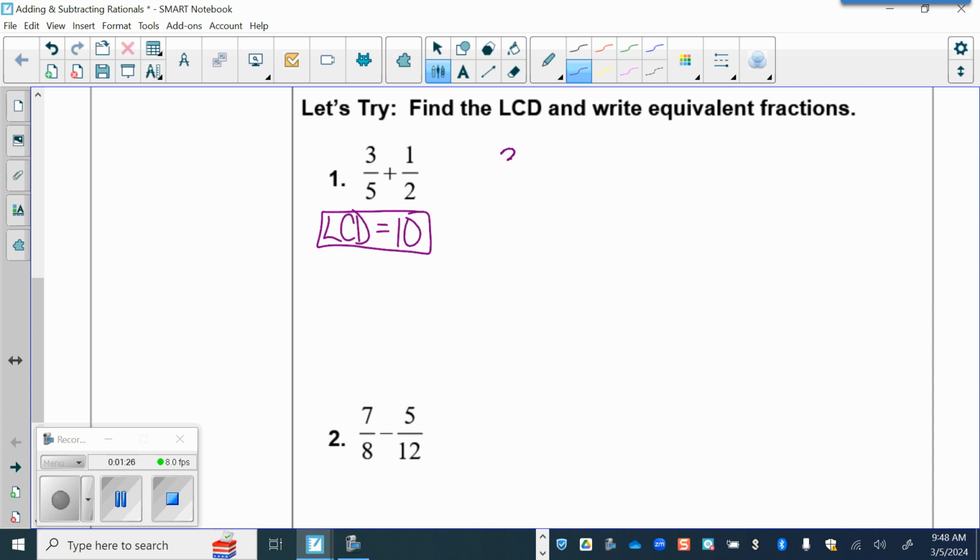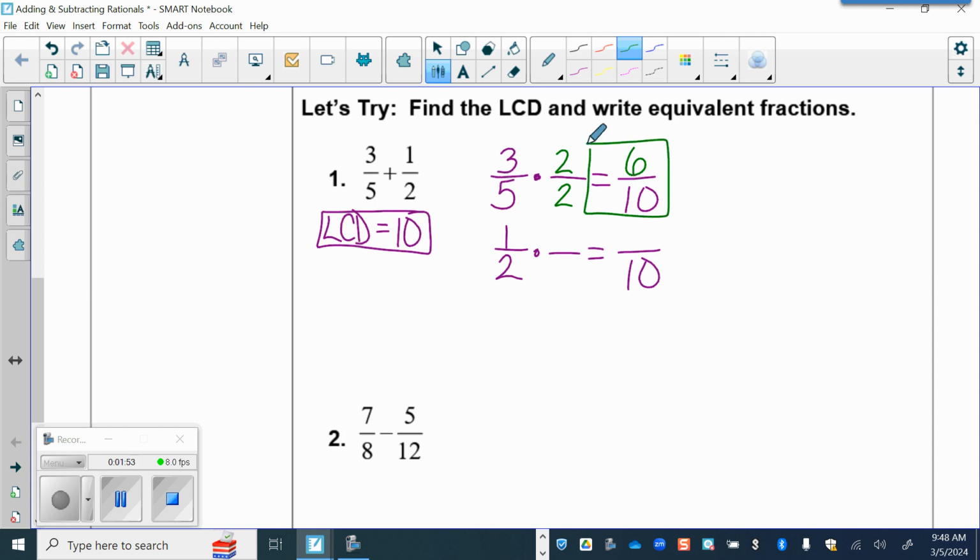Now to write my equivalent fractions, I have 3/5 times something will give me something over 10, and 1/2 times something will give me something over 10. 5 times 2 is 10. Whatever you do to the bottom, you have to do to the top. 3 times 2 is 6, so my first equivalent fraction is 6/10. 2 times 5 is 10. Whatever you do to the bottom, you have to do to the top. 1 times 5 is 5, so 5/10 is my second equivalent fraction.